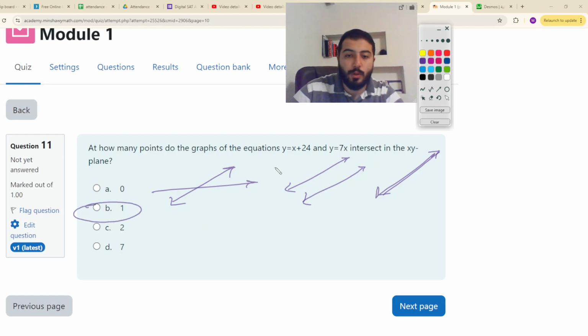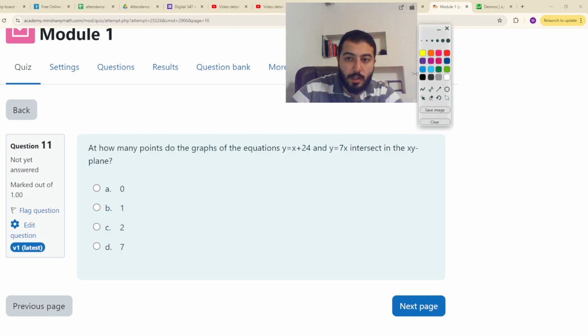We don't need to get the point of intersection, but you can using elimination or substitution. You can take this 7x, which is the value of y, and put it instead of y here. So 7x will be equal to x plus 24, and then you solve for x. Then you substitute or plug in with x and get y. But he doesn't want any of that. He just wants to know the number of solutions. That is from the lesson linear systems, or systems of linear equations.